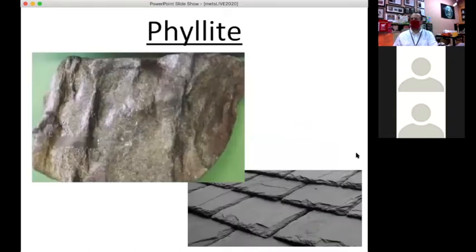Here's phyllite. And what it does is it crinkles the rock. If I take some towels and I push on them, they crinkle up, right? They get wavy. And that's what happens to the rock. It gets wavy, but it's very expensive. Lots of money. If you want phyllite on your roof, you're gonna have to pay a lot of money for that.